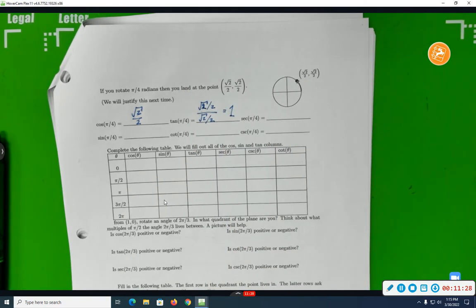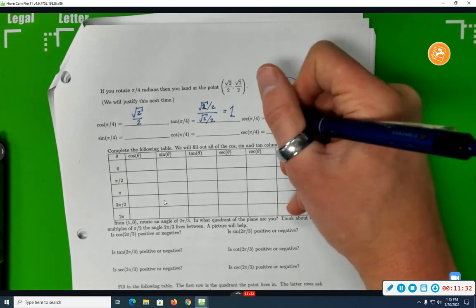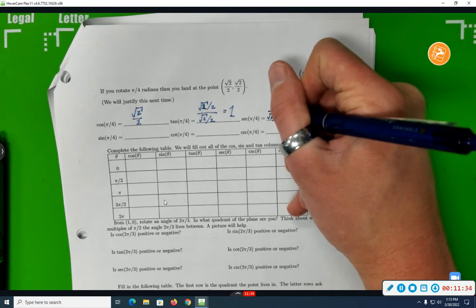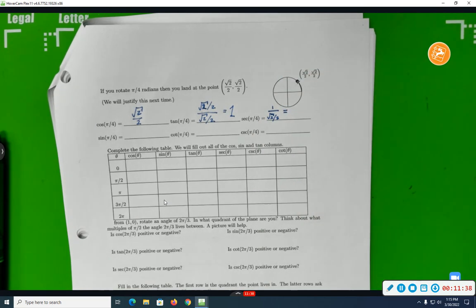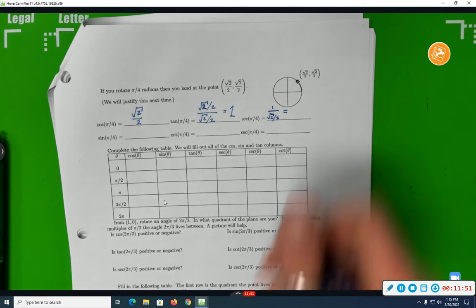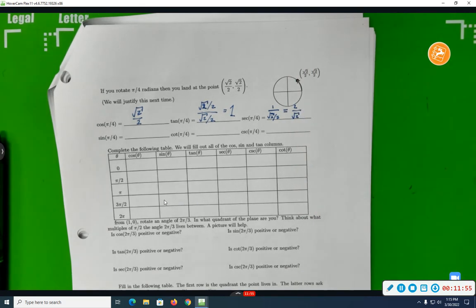Secant of pi over 4. So I guess this one you actually have to do some stuff. So that'll be 1 over the x coordinate, 1 over √2/2. And let's start manipulating that. So that's 1 over a fraction. That's the same as the reciprocal of the fraction. So that's 2 over √2.